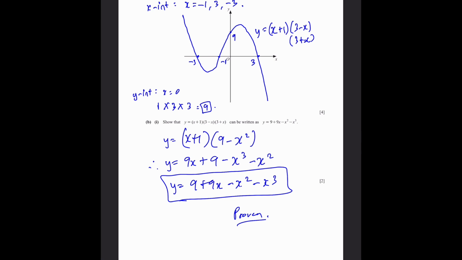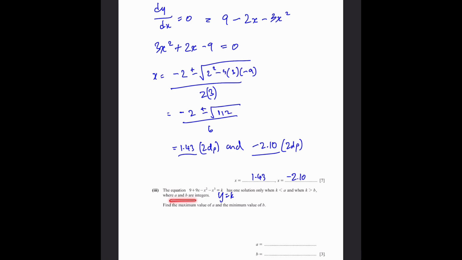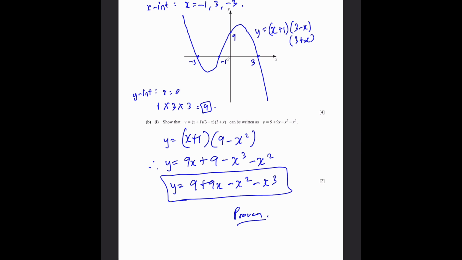To find where it intersects one and only one point on the graph, we have to find where it intersects 2 points, because that is the values of a and b which we want, right? Because this is strictly less than and strictly greater than. So if the k value is less than a, or it is less than this value where it intersects at 2 points, then it'll have only one solution.